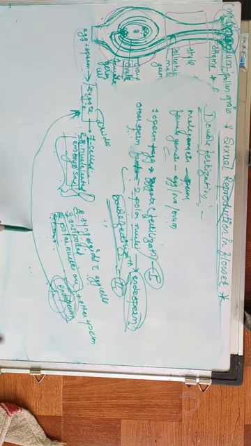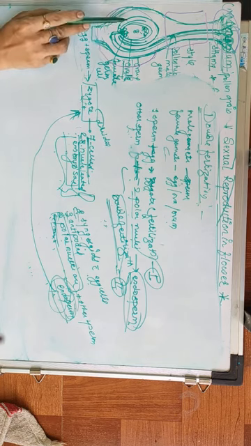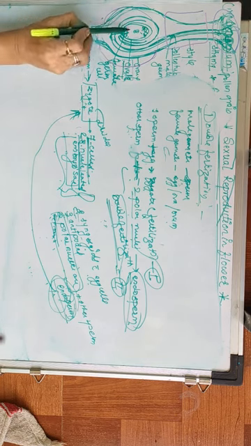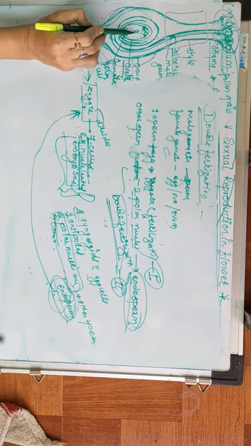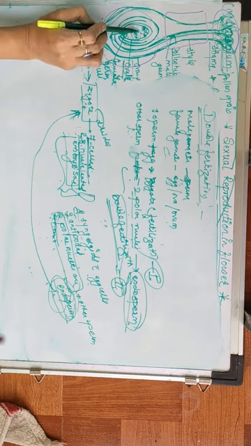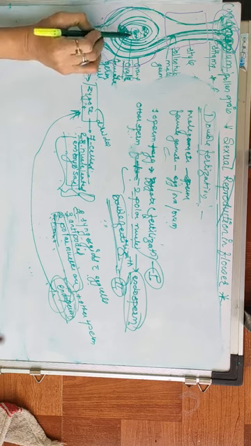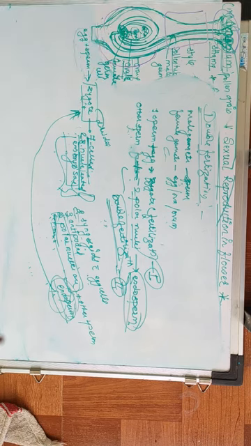Okay, fine. You can see here, this is called antipodal, these are 2 synergids, and these are called 2 polar nuclei. Here the sperm and the polar nuclei form the endosperm, and that endosperm supports the zygote for its further growth. So this is all about double fertilization.